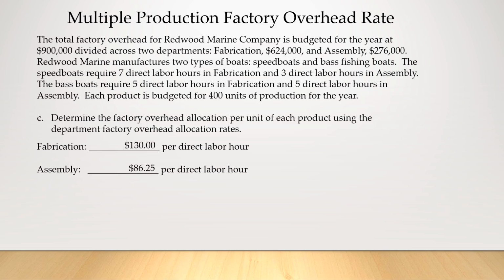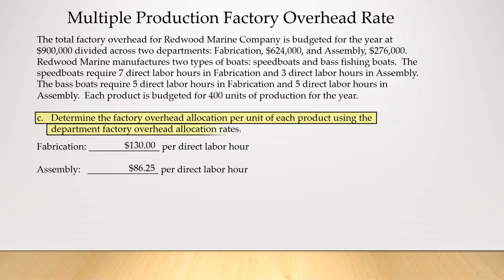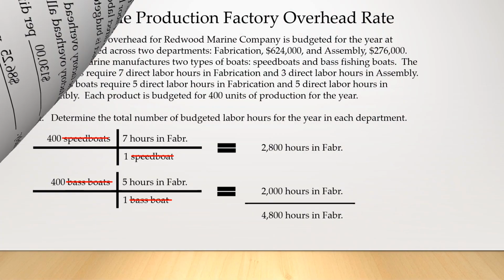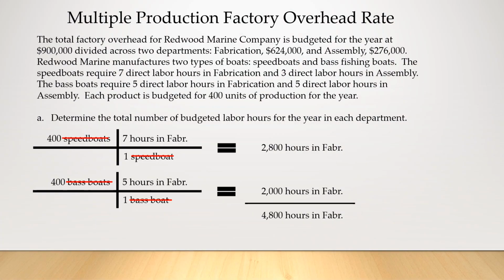With our rates known, we can now move on to Part C and determine the factory overhead allocated per each unit. Since we know our overhead allocated per hour, to get the dollar overhead allocated, we need the hours spent in our manufacturing departments. We already calculated those amounts in Part A.